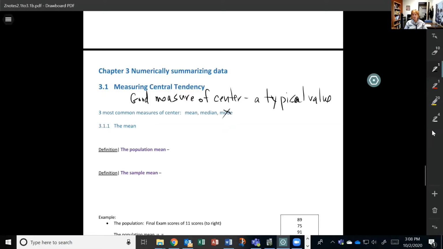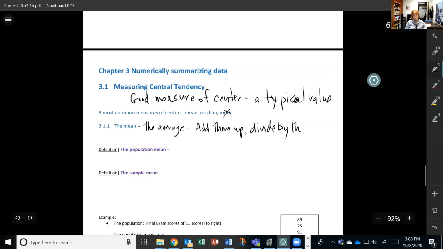And the mean, that is the average. It's the average you've been calculating since grade school. To get the average, the mean, you just add all the values up and then divide by the total number. That's it, that's the mean.